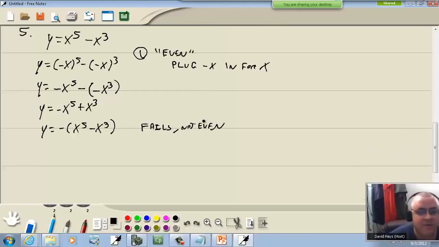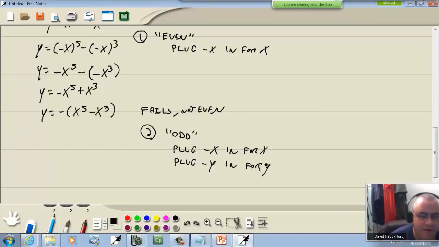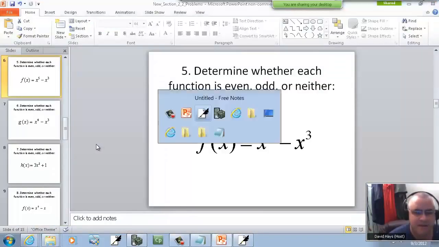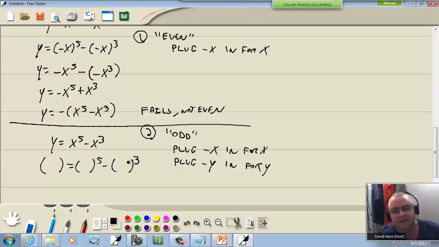Well, let's take a look at how to determine if it's odd. So if that one fails, what we do for the odd case is we're going to plug negative x in for x. We'll also plug negative y in for y. And we want to see if we can get it to look like the original function. Okay, so we got y equals x to the fifth minus x to the third. And where our variables are, we're going to put in parentheses. Like that. We'll plug negative x in for the x. We'll plug negative y in for the y.